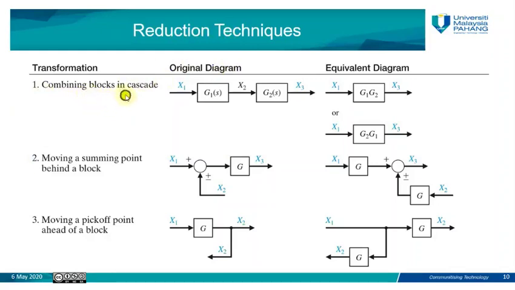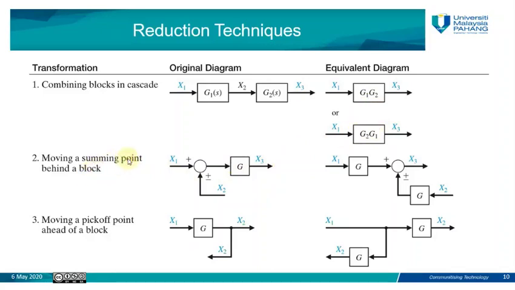First is combining blocks in cascade. If you have multiple blocks connected in cascade like G1, G2, their equivalent diagram will be a single block with a single transfer function, which is equivalent to the transfer functions of these two subsystems. So the transfer function here is G1 G2 or G2 G1. It is the same. It is the multiplication of both transfer functions. If you have three blocks in cascade, the equivalent will also be the multiplication of the three transfer functions of the three subsystems. The second technique is moving a summing point.